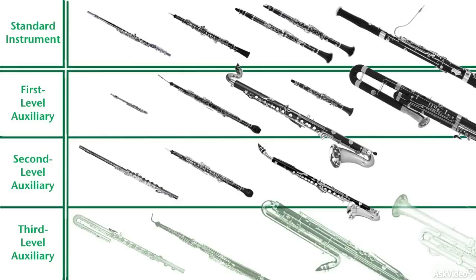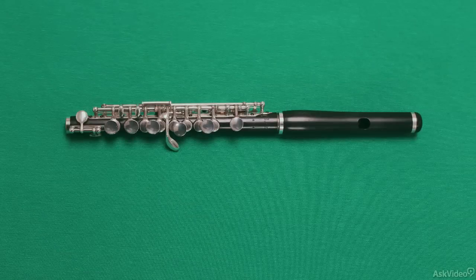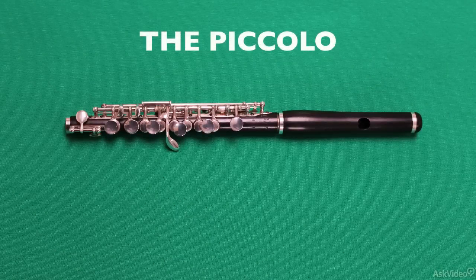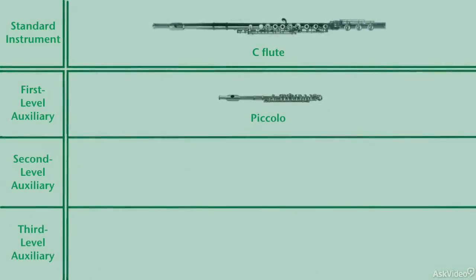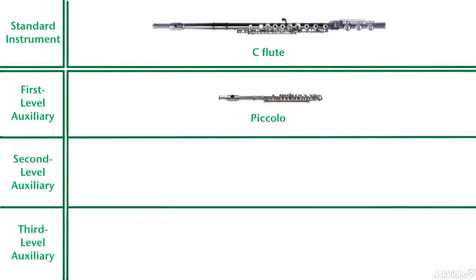The orchestrator cannot depend on the availability of third-level instruments for every orchestra, and should at least confirm the availability of second-level instruments before scoring them. For the flute family, the most common auxiliary is the piccolo. In fact, it's so common that most professional-level orchestral flutists own one, and may be expected to perform on it from time to time, no matter what their seating position. This would qualify the piccolo as a first-level auxiliary.